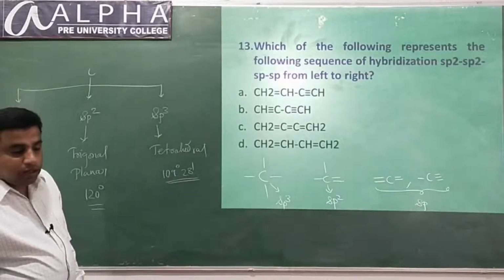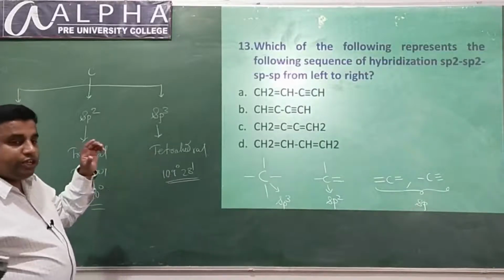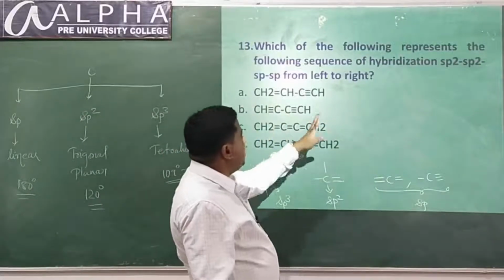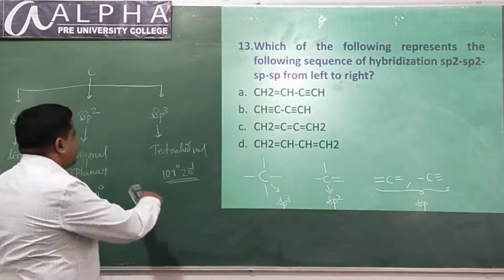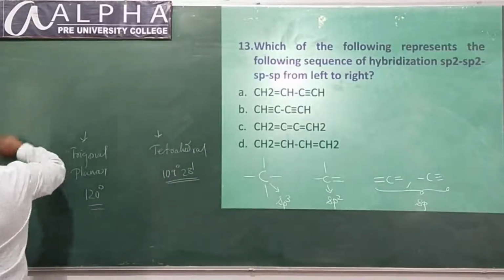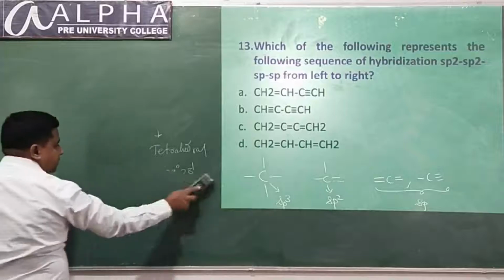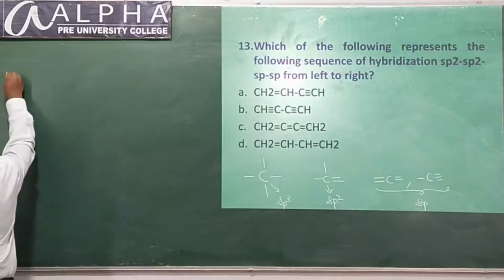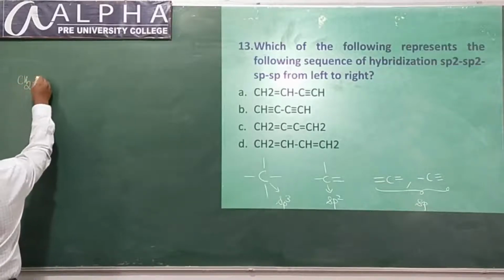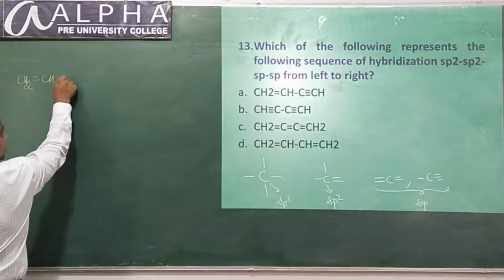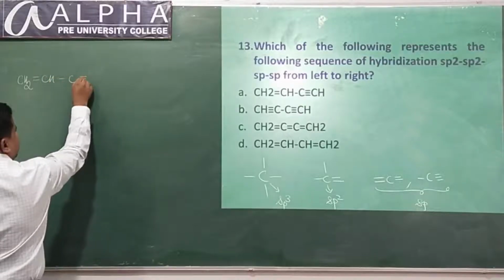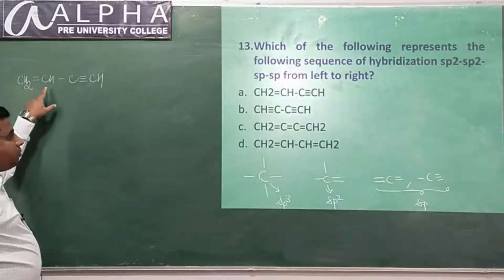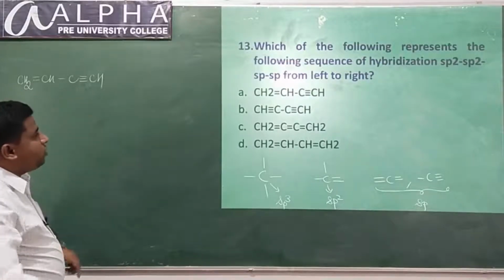Now let us take the options and see which compound will follow this sequence: sp2, sp2, sp, sp, from left to right. I'll take the first option, students. The first option says CH2 double bond CH, single bond, C triple bond CH.